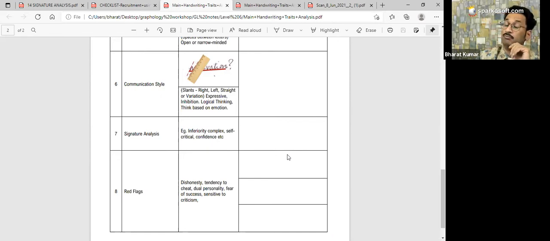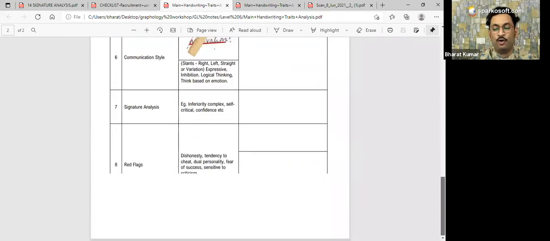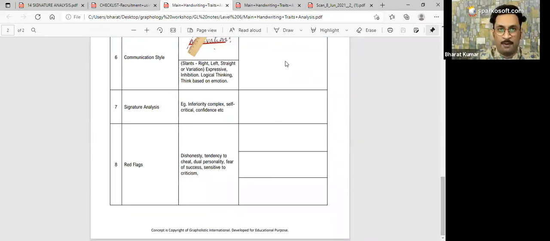Red flag meaning. What is the meaning of red flag? By analysis of signature, alphabets, and a few handwritten lines, find out traits of dishonesty, tendency to cheat, dual personality, fear of success, sensitivity to criticism. This is a red flag. If you find any 3 points out of these, always reject that candidate. If you find 2 points, then compare with the other upper points. If the upper points are highly positive, then you can accept a few negative red flags. Generally, red flag means danger. One should always avoid such kind of candidates.